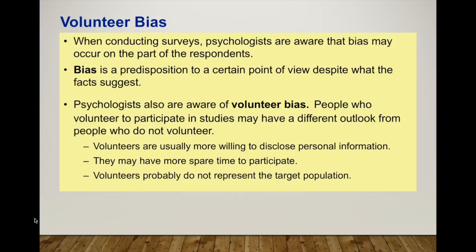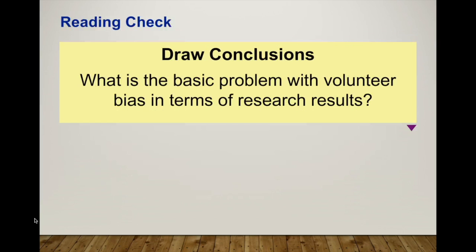When conducting surveys, psychologists are aware that bias may occur on the part of the respondents. Bias is a predisposition to a certain point of view despite what the facts suggest. Psychologists also are aware of volunteer bias. People who volunteer to participate in studies may have a different outlook from people who do not volunteer. Volunteers are usually more willing to disclose personal information, they may have more spare time to participate, and they don't necessarily represent the target population. What is the basic problem with volunteer bias in terms of research results?